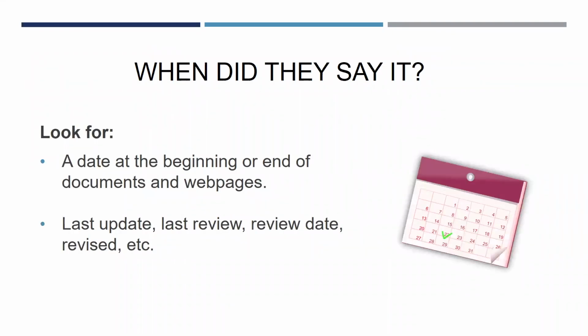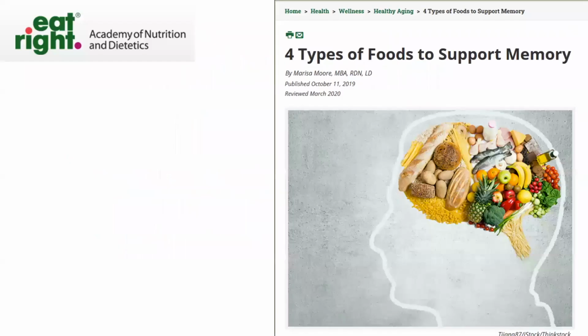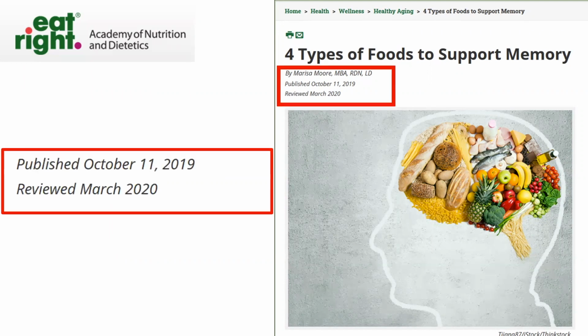So you want to look for a date at the beginning or end of documents and web pages, and it'll say something like last update, last review, review date, revised, etc. So here's another, we're coming back to our article from the Eat Right website. So we see, in addition to having the author's name, they also have the date it was published. So it was published on October 11, 2019, but then it was also reviewed in March 2020. So we see that it was published and then they came back and reviewed it. So we know that it's definitely up to date and something that we can use.